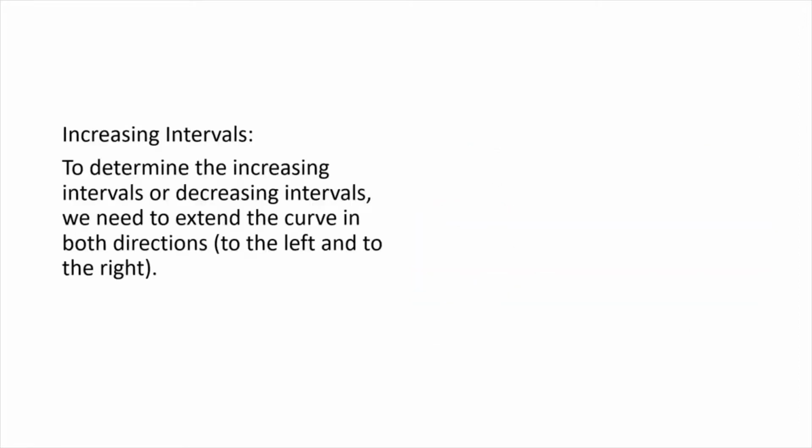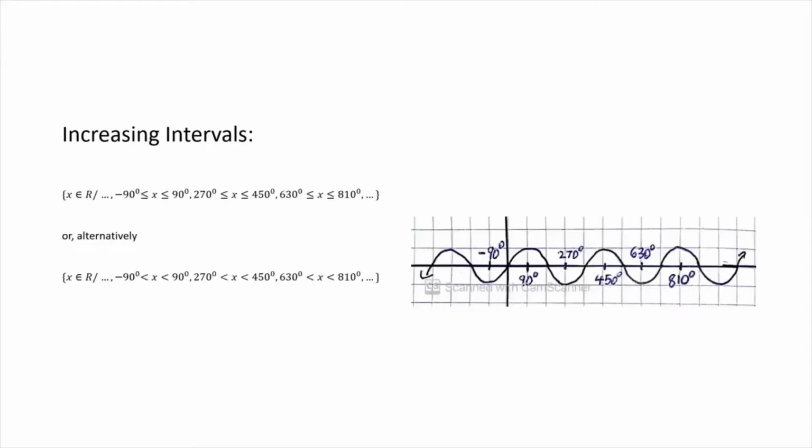Now, we're going to take a look at what this curve looks like when we actually extend it out in both directions. The curve y equals sine x looks like this. And it goes on infinitely to the left and infinitely to the right. Okay, many different periods. Now, if I said to you, what are the increasing intervals of this curve, you'd say, okay, well, it goes from an x value of -90 degrees to an x value of 90. And then it goes from an x value of 270 to an x value of 450. And it goes from an x value of 630 to an x value of 810, just like we've written here.